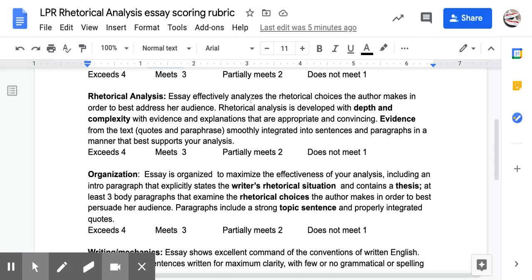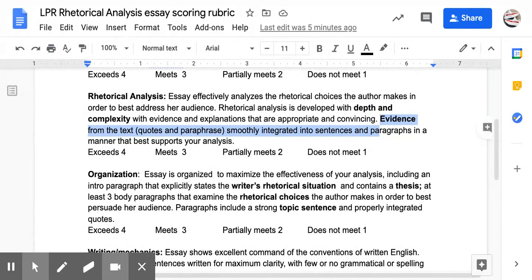Essay effectively analyzes the rhetorical choices the author makes in order to best address her audience. Rhetorical analysis is developed with depth and complexity, with evidence and explanations that are appropriate and convincing. So you want a little bit of depth to your explanation. Think about some deeper implications, like we did with Booker T. Washington. What are some of the things that are maybe inferred but not necessarily explicitly spoken? That kind of thing. And then, of course, evidence. We talked about integrating quotes, evidence from text, quotes and paraphrase, smoothly integrated.